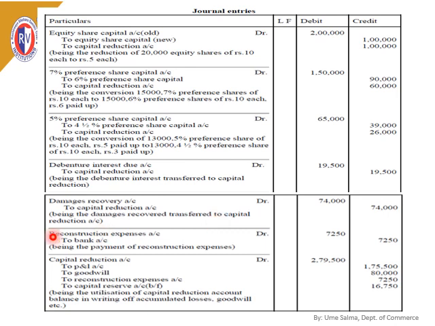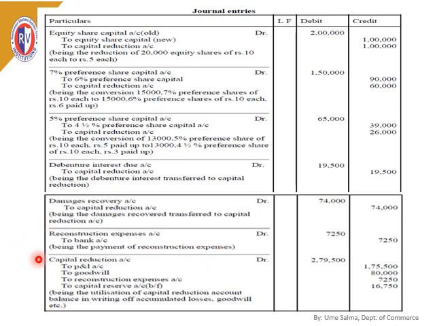Now next, reconstruction expenses. For making the adjustments and reconstruction, whatever expenses they have incurred, that is rupees 7,250. So reconstruction expenses account debit 7,250 to bank account 7,250. So this is nothing but the payment made towards the reconstruction expenses.